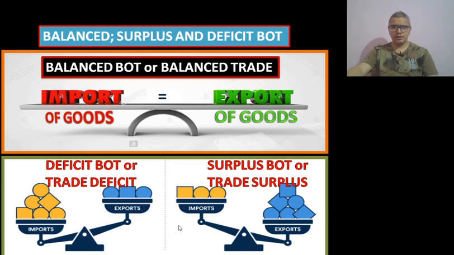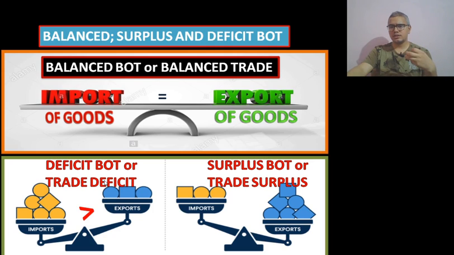Whenever the value of imports is greater than the value of exports, then it is known as trade deficit. Remember, value of imports of goods is greater than the value of exports of goods. Whatever goods we are exporting, if the monetary amount which we get after exporting goods is less than the value or amount of money which we spend on imports, then it is known as trade deficit or deficit balance of trade.